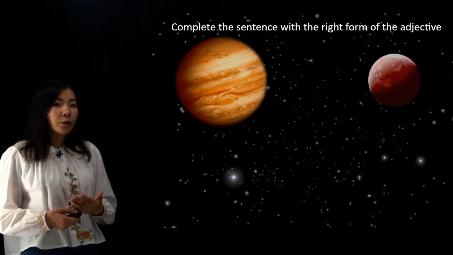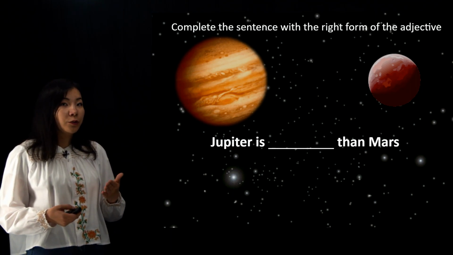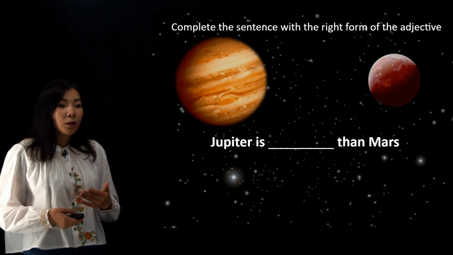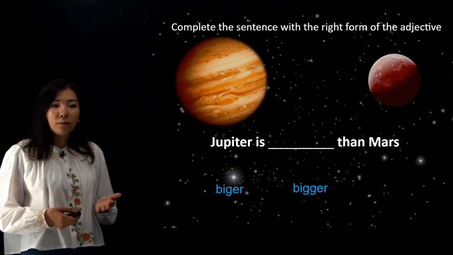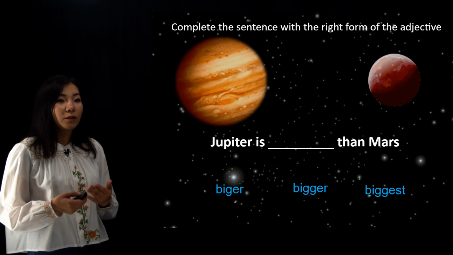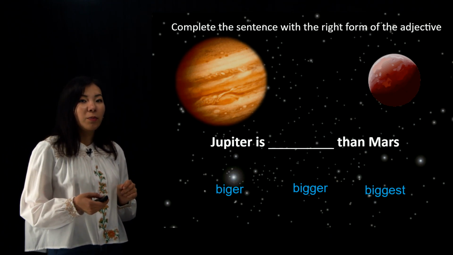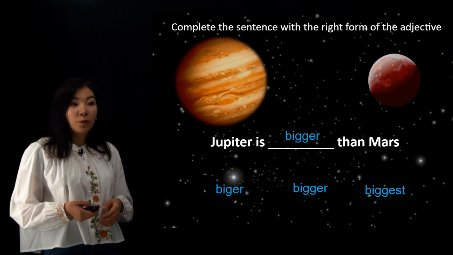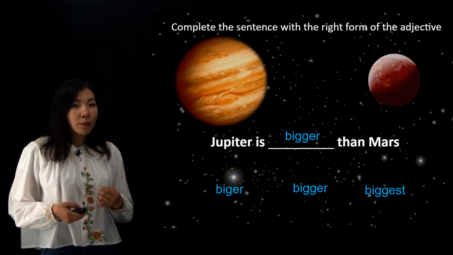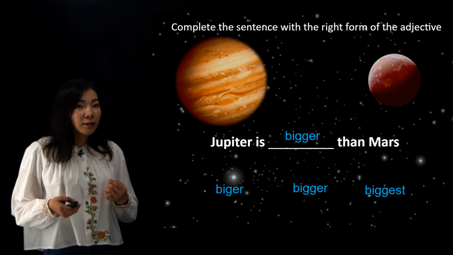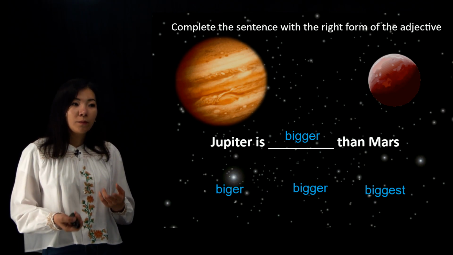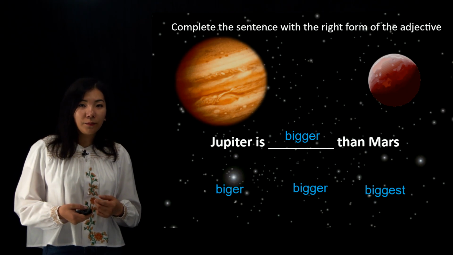The first question is, Jupiter is than Mars. So is it bigger, or biggest? You have a couple of seconds to do this. Yeah, Jupiter is bigger than Mars. We need to double the consonant because it consists of only one syllable. So that's why it's going to be bigger. We doubled the consonant. Next one.